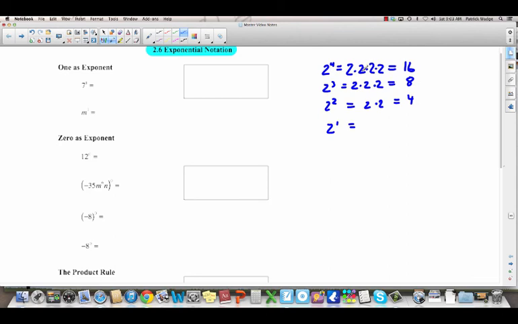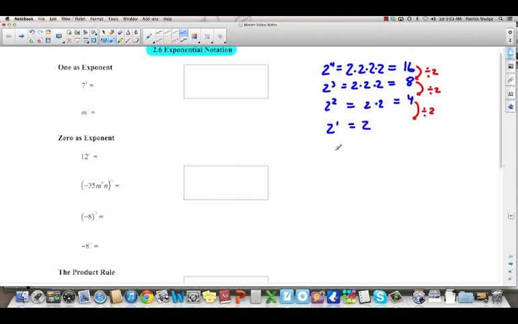Well, you could look at this. You have 4 2's, then 3 2's, then 2 2's, so you must just have 1 2 here. That's one way you could think of it. Or the other way you could look at it is, what do you do to go from 16 to 8? Divide by 2. How about to go from 8 to 4? Divide by 2. So what do you do to go from 4 down to the next one? Divide by 2. 4 divided by 2 is 2.